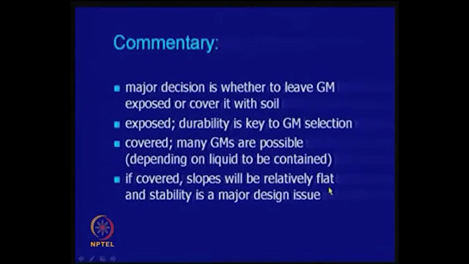If geomembrane slopes are there, slopes will be relatively flat. As I just mentioned, the friction between the geomembrane and soil is going to be less, and it can even be less than the friction angle of the soil itself. So the slope will be a little flatter, and stability is a major issue. One should be a little careful, because you may have a slope that is alright, like a 1:2 slope, but you put a geomembrane, and because the friction between the soil and geomembrane is not good, the system may not work. So one should really do some more engineering there.